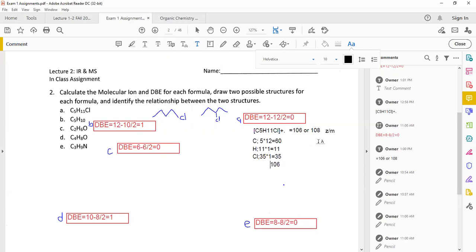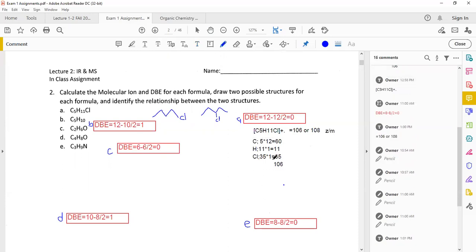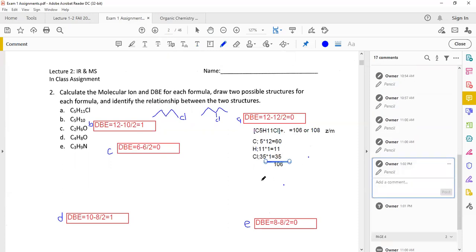Okay. When you add all those, let me do a line here. Remember, you're adding all these and you get the molecular weight of the molecular ion, which is 106, based on the amount of carbon, hydrogens, and in this case, chlorine.